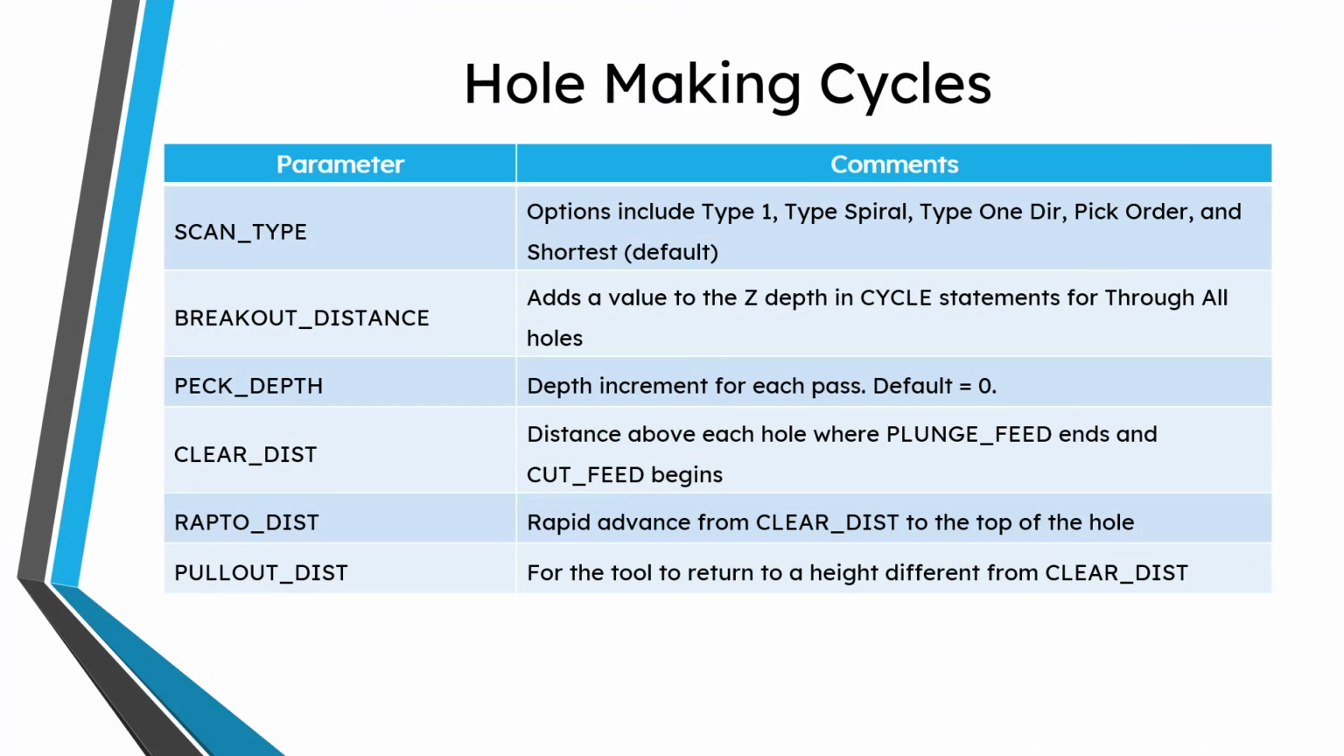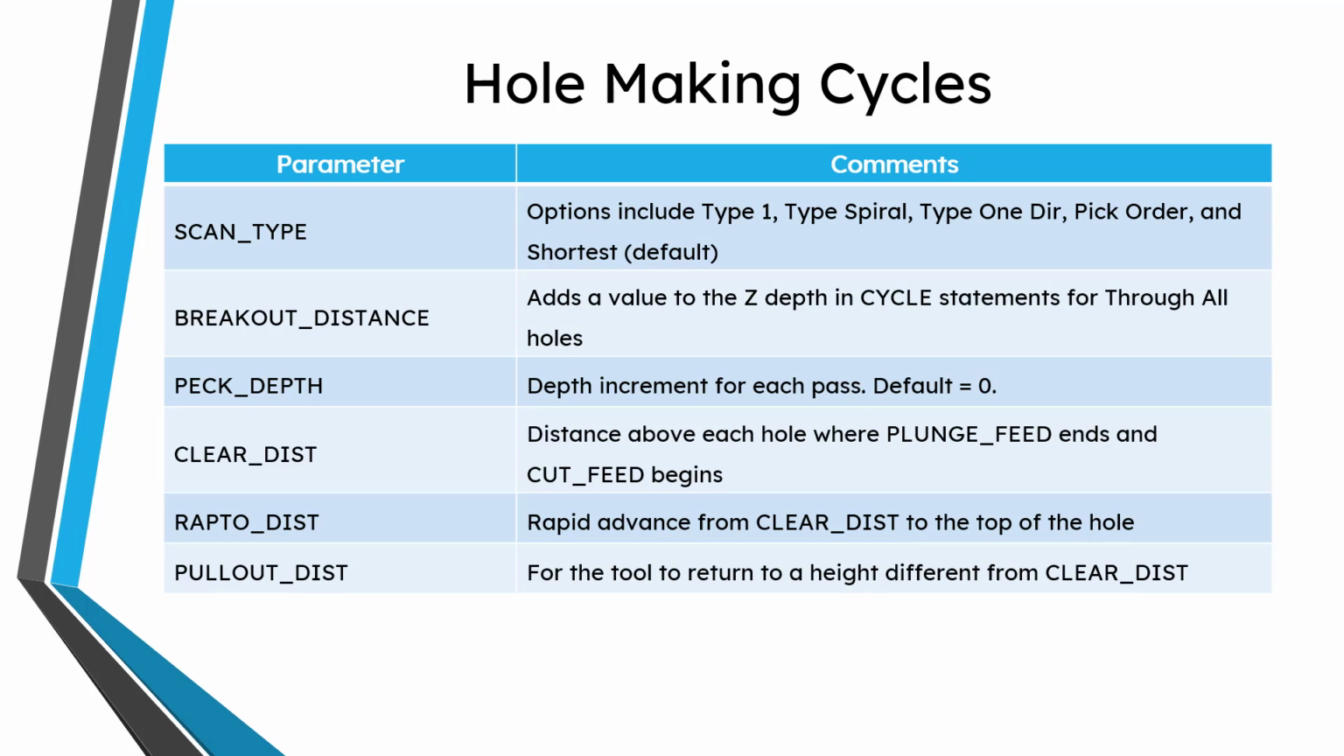One of the basic parameters was called scan type, and there are a bunch of different options. The default is shortest. That is what was selected for this particular cycle. But you have other choices like type 1, type spiral, type 1 direction, and pick order. There's that breakout distance, which will add an additional Z depth to your cycle statements. You can also specify a peck depth, which is a depth increment for each pass.